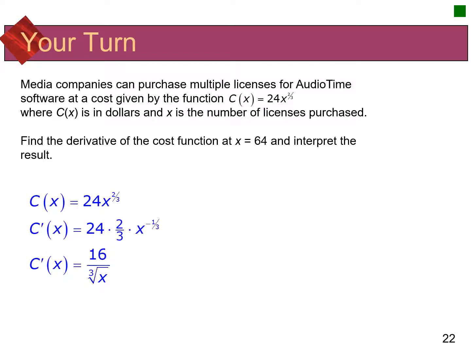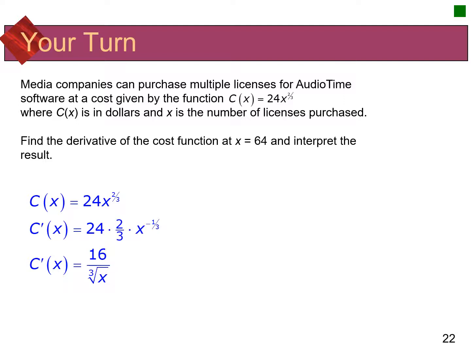So again, very similar in nature. I multiply the 24 by the 2/3, which was the original exponent. I then subtract 1 from that 2/3. And so I end up with 24 times 2/3 times x to the negative 1/3 power. 24 times 2/3 is 16. So I have 16 times x to the negative 1/3 power, which is the same thing as dividing by the cube root of x. So my marginal cost function is 16 divided by the cube root of x.